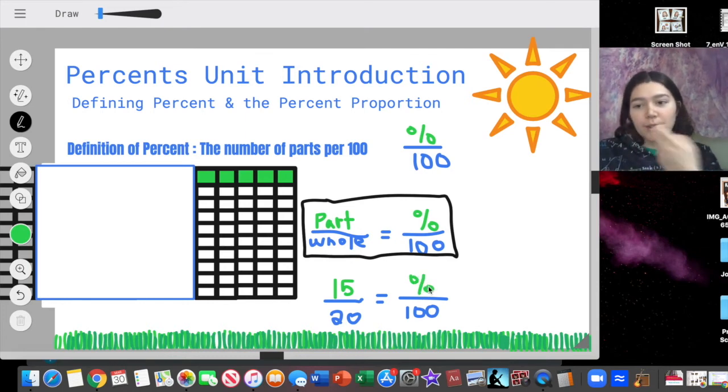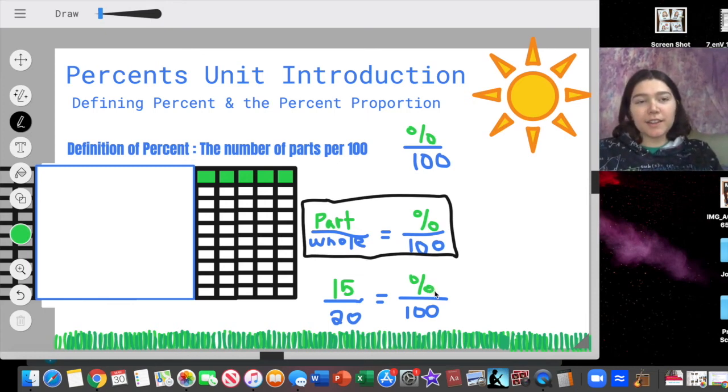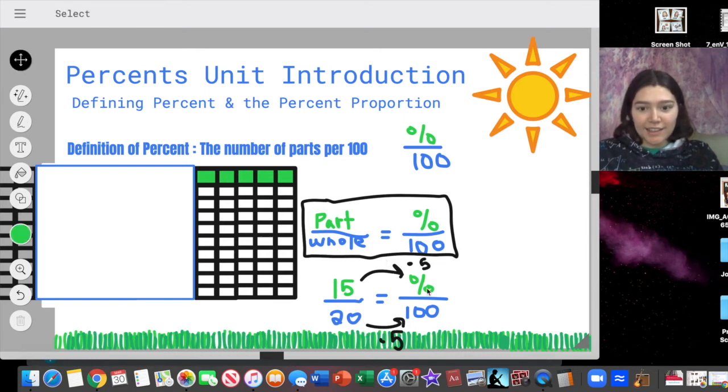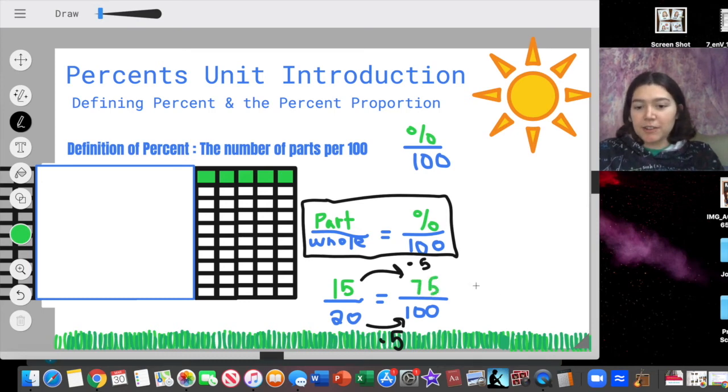The entire way we grade is based on percents. You get 15 out of 20, and that's not what shows up on the grade. 15 is an F. You get a 75%. Why? Because 20 times 5 equals 100, so we have to do 15 times 5, and 15 times 5 is 75. Thus, if you get 15 out of 20 right, you get a 75%.